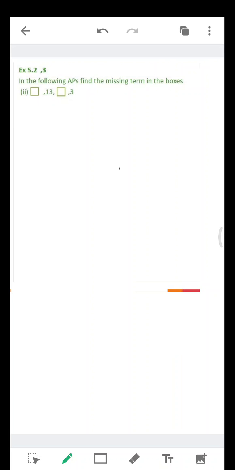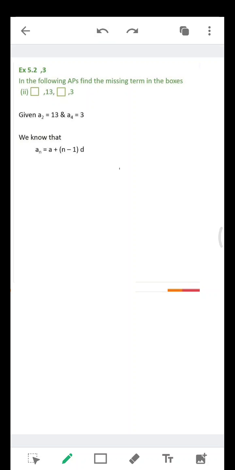Now here also two terms are missing and two terms are given. We have to find the missing terms. So which terms are given? First you should know that the second term and fourth term are given. Using these two terms we'll find the missing terms. So what's given, I'll write first. A2 is equal to 13 and A4 is equal to 3.